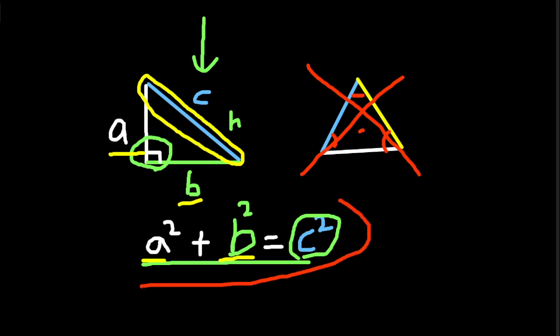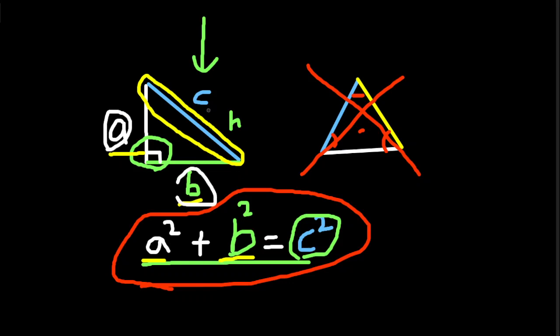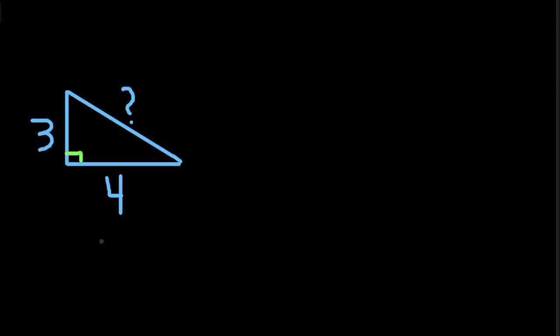And this is a general equation. Basically, the whole purpose of this formula is, given two sides, A and B, or B and C, or A and C, you can use this equation to find the length of the other side. Okay, so let's do some examples.